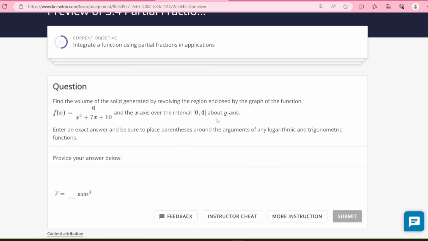So this, again, I'm just going to set up the integral for this. The volume of the solid generated by revolving the region enclosed by the graph of this function and the x-axis over the interval from 0 to 4 about the y-axis. So I've done 2 of these application problems where they're doing the volume of a solid of revolution, where they're rotating around the y-axis. All that's changed here is the function and the interval.